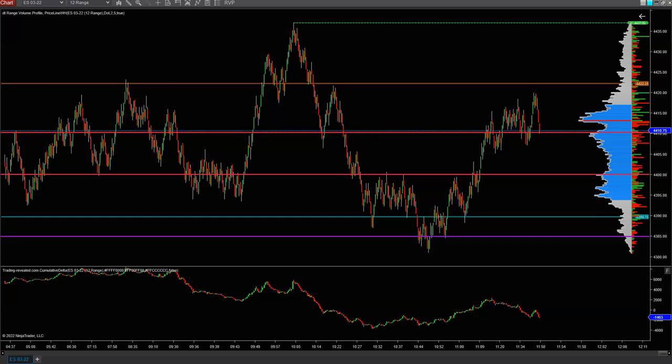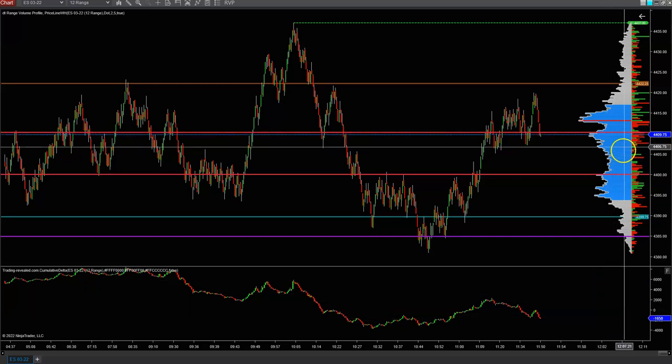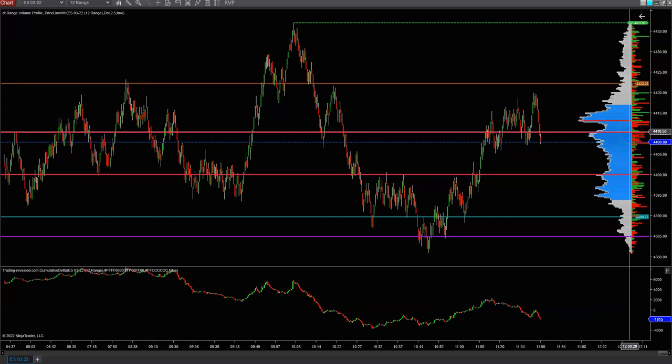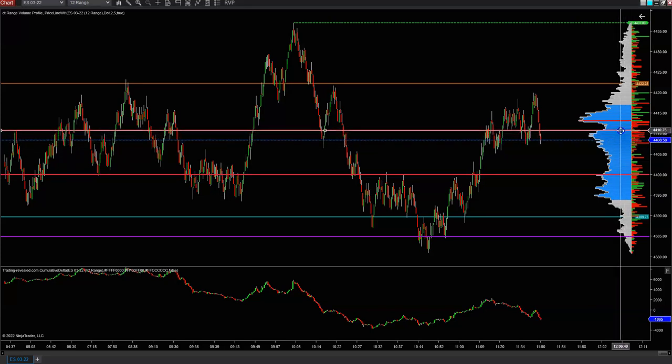Price has pulled down to an area of interest that I have marked right here. We'll see what happens. Price bounces off this area. Let's see. It's trying to break to the downside. Not sure if it's going to or not. We'll see.